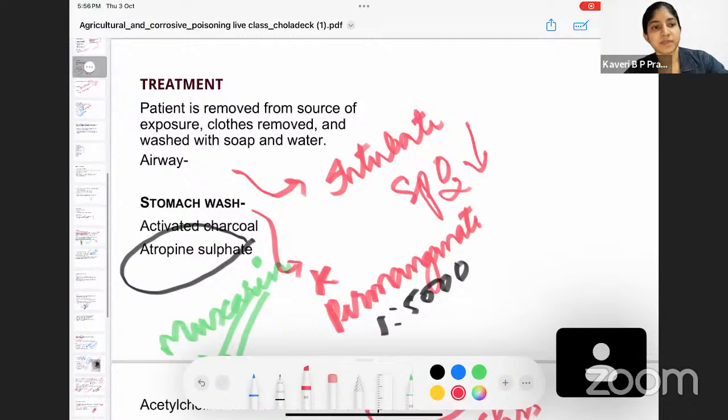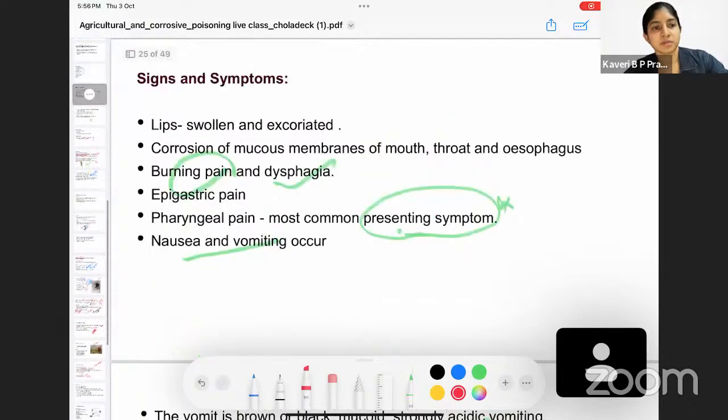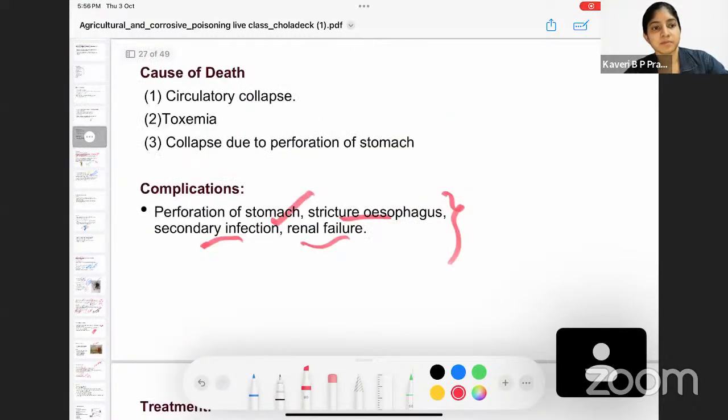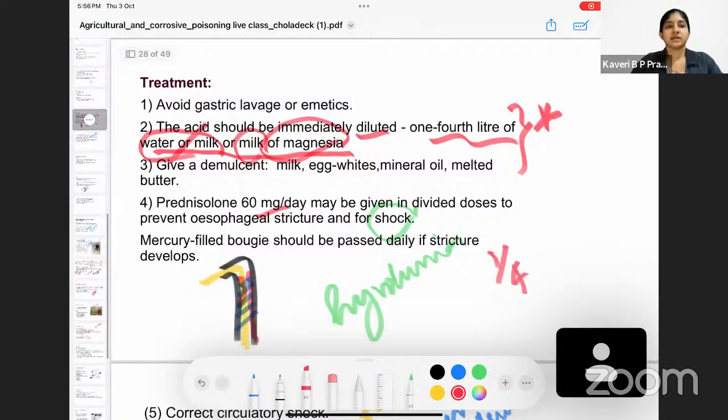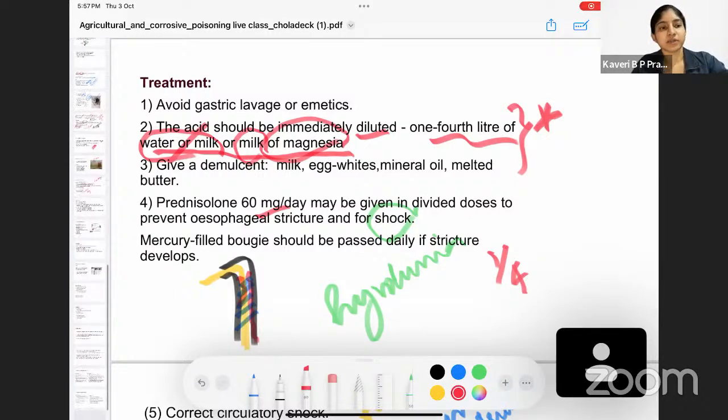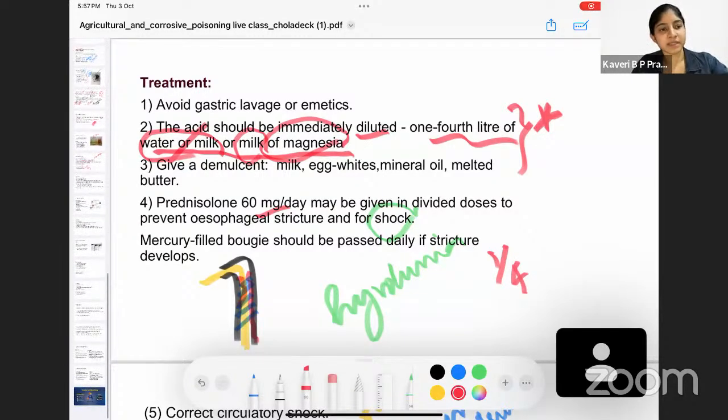Let me take you to that page. See, you have to give any of the things like milk or milk of magnesia so that the acid content in the stomach gets diluted. You can give a demulcent like milk, egg white, mineral oil so that it forms a protective cover and further absorption is prevented. And prednisolone 60 mg can be given to prevent shock, and mercury filled bougie can also be given.